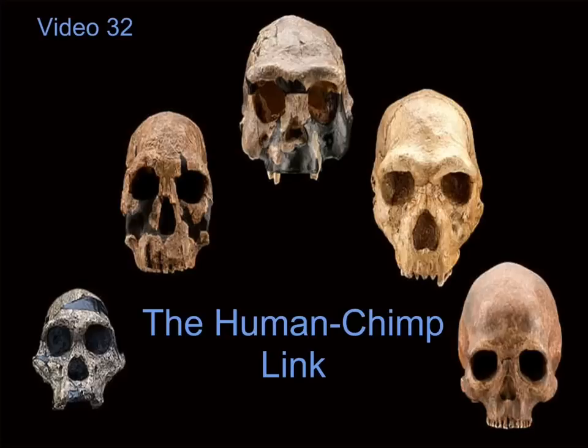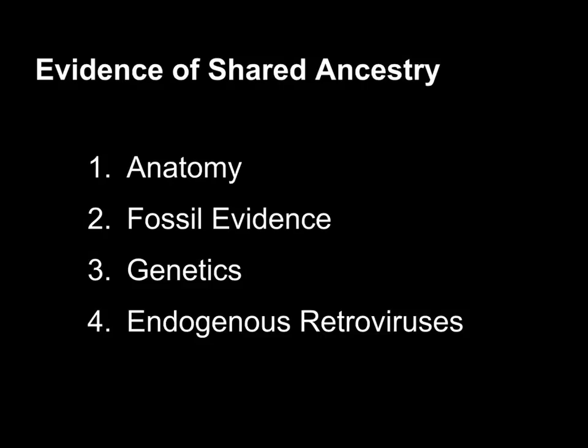Today I'll be talking about how we know that humans and chimps share a fairly recent common ancestor. We'll be taking a look at the same kinds of evidence that we've discussed already, namely anatomy, fossil evidence, and genetics, but I'll also introduce you to one more category of evidence that's going to blow your mind. It involves segments of DNA called endogenous retroviruses.